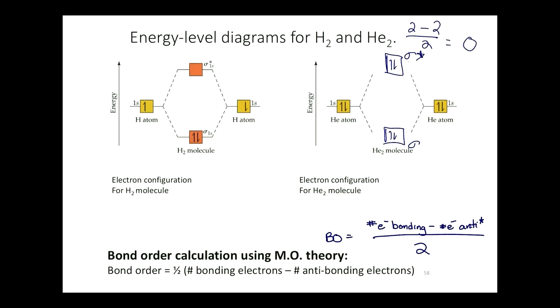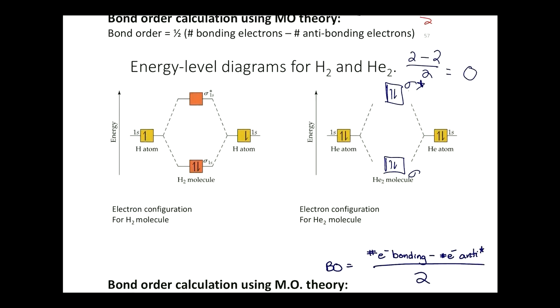Bond order of 0. Is there a bond? No. So do you think diatomic helium exists? No, it doesn't. But doesn't that make sense? Helium is a noble gas. Is helium going to form chemical bonds? No. All right. So diatomic helium does not exist because the bond order is 0.